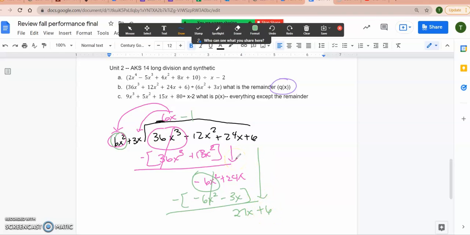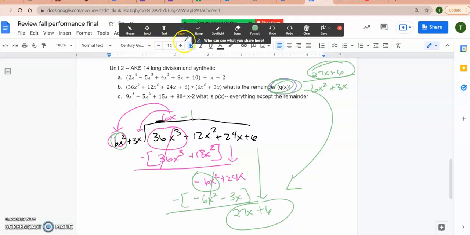Okay, so we can't repeat this process again. So this junk down here is my remainder. So when it asks, hey, what's your remainder? That's what you would put. So you would put 27x plus 6. Sometimes it's written with what you're dividing by in the denominator, and sometimes it's not. So it depends on what the question's actually asking for. But if it says, hey, what's the remainder, all you got to do is write this stuff up top. Okay.